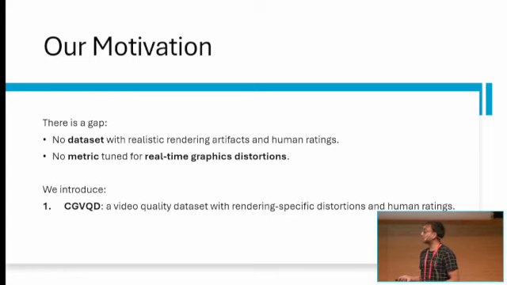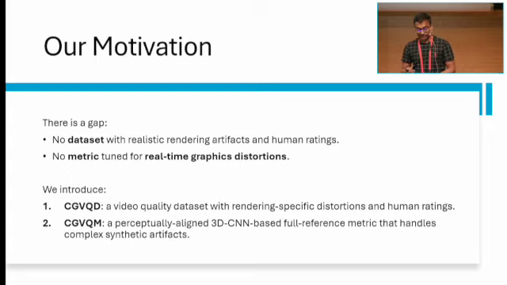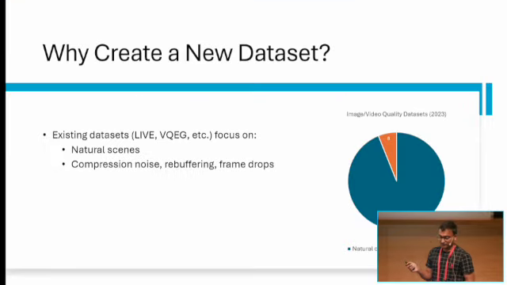So we introduced two key contributions. One is a dataset, CGVQD. It contains rendering-specific distortions and their human ratings for a wide variety of scenes and rendering techniques. And CGVQM, it's a full reference video quality metric based on pre-trained 3D CNNs. And it is seen in the next few slides that it works really well for graphics datasets and traditional datasets too. Let's dive into the dataset first.